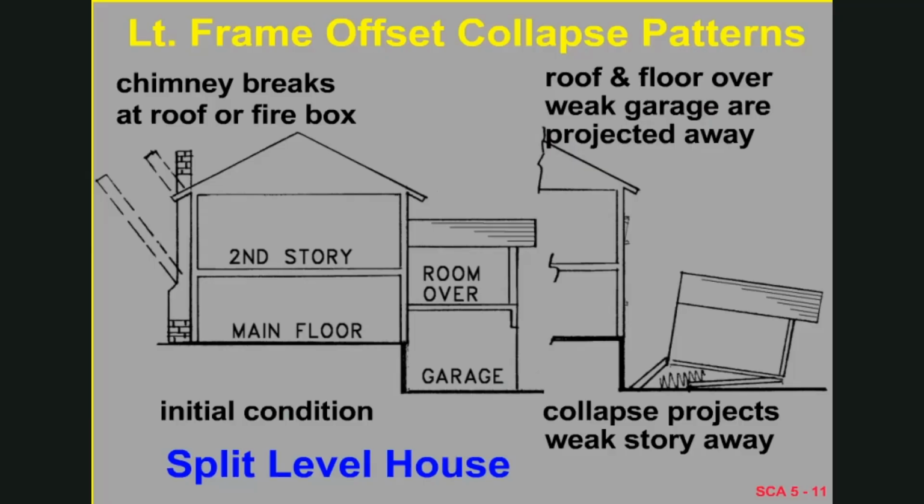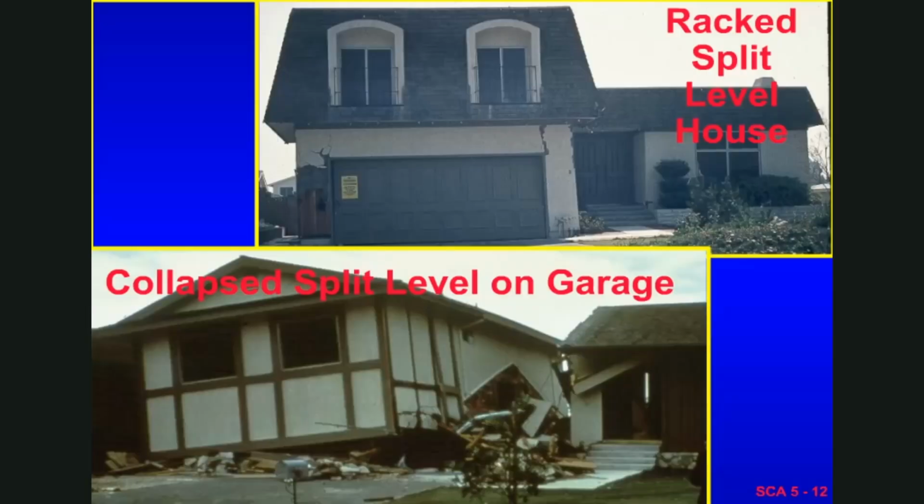Just another example of an offset collapse in a little more mundane structure. That is, when you have a split-level house, you have a built-in weakness where stories are offset. If they're not well tied together, one can collapse off of the other. There are a couple examples.